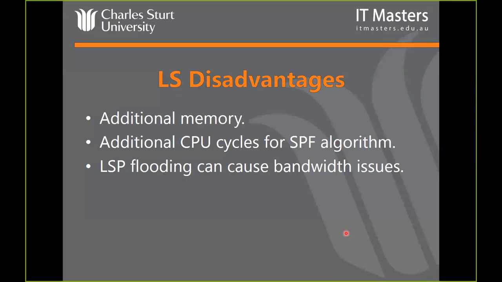Disadvantages, not too many as you can see. Additional memory, additional CPU cycles for the SPF algorithm, and link state flooding can cause bandwidth issues. In my experience, I would say none of those are really applicable in an adequately scaled network.